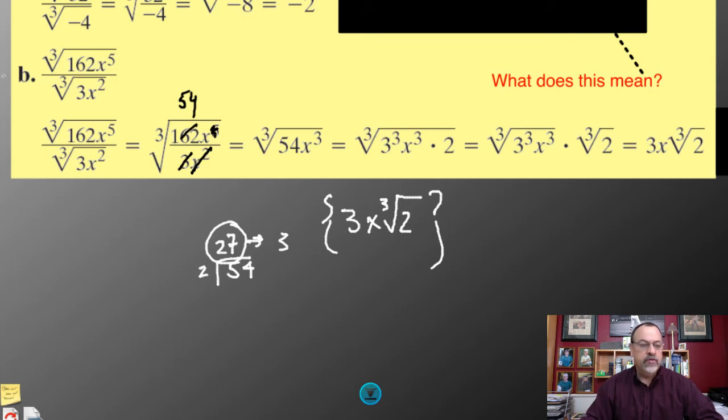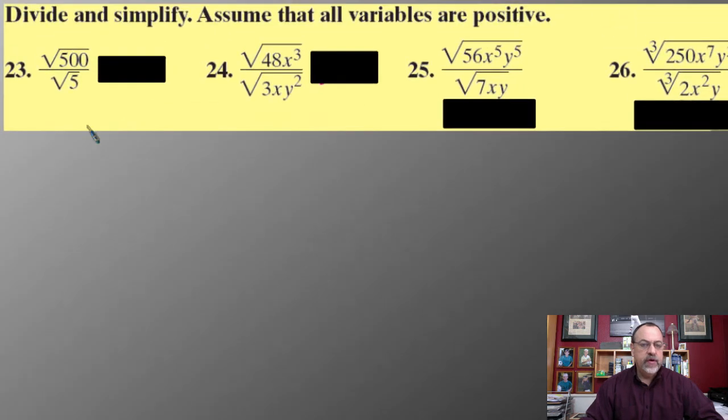Okay, so don't forget, after you've reduced, when you get here, you're not quite done. You do have to simplify this radical according to the properties that we learned in the previous lesson. So let's do number 24 here.